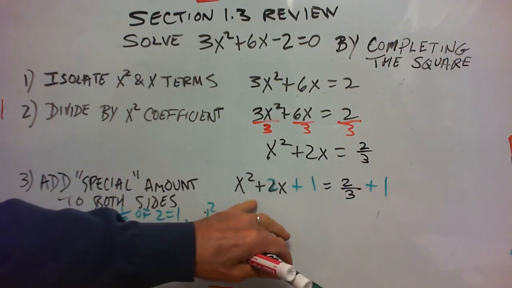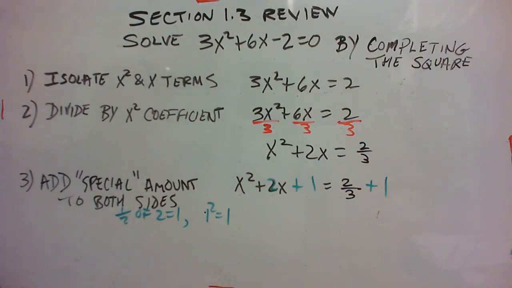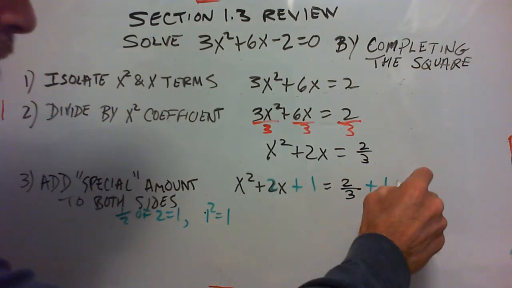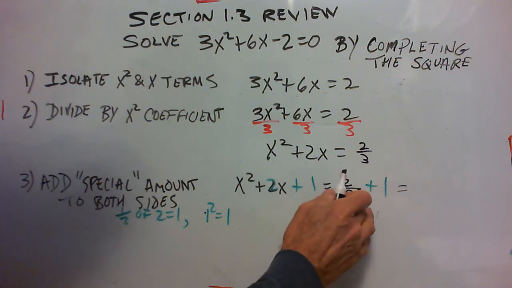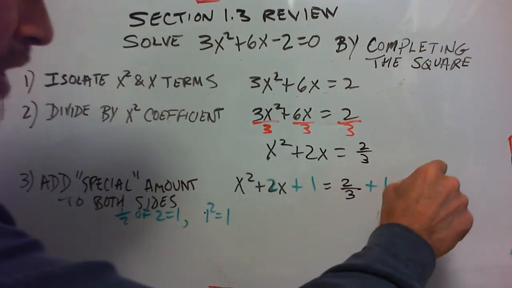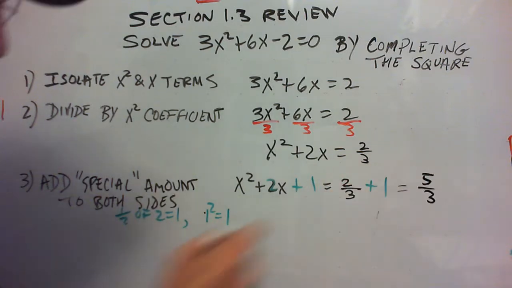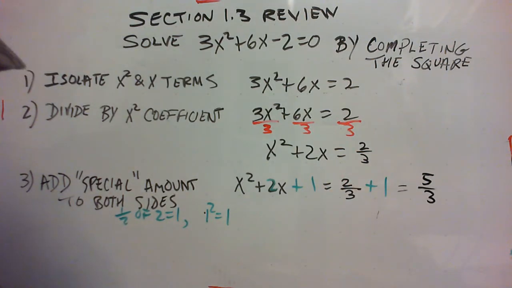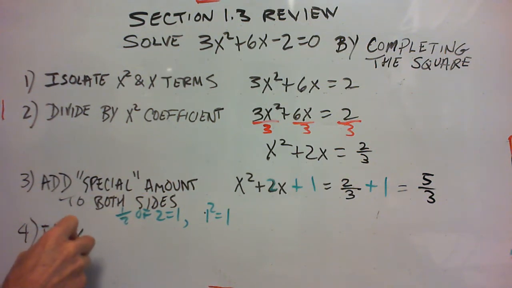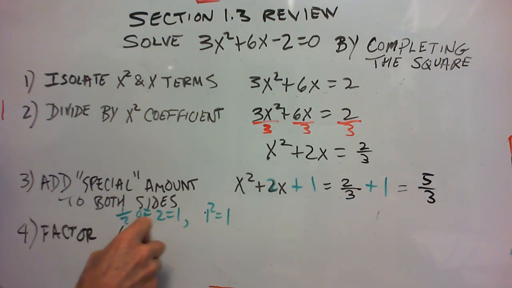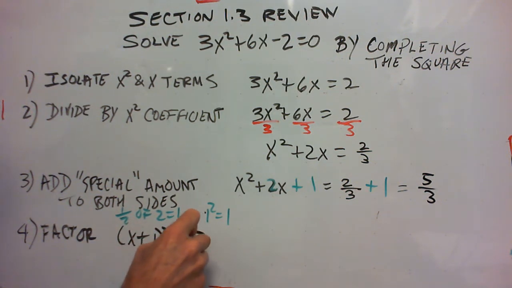Now by doing that, we have a trinomial on the left side that factors into a perfect square. It always does. Now you might want to, in this step, combine 2/3 and 1. 1 is 3/3, so that adds up to 5/3. Might want to do that right away. Our next step is factor. And that left side factors as x plus 1 quantity squared equals our 5/3.